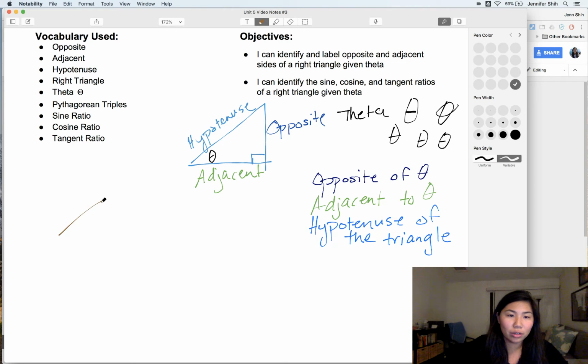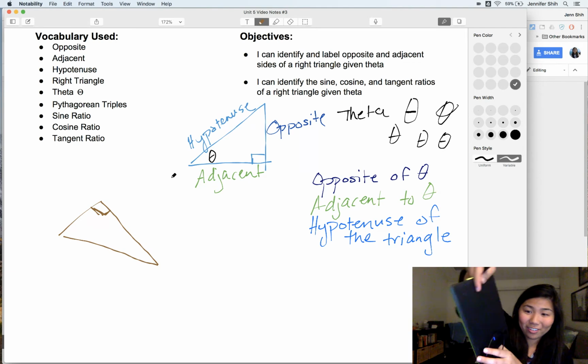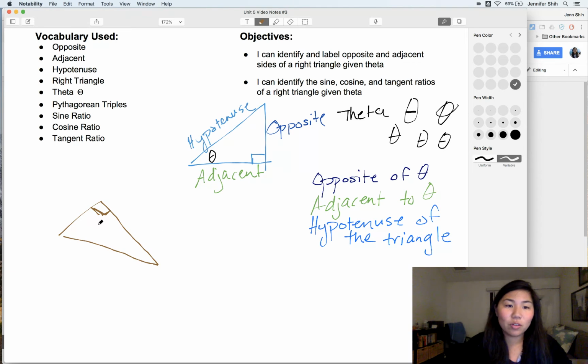So if I were to draw another 90-degree right triangle, which is redundant, it's not hard to draw straight lines on this thing, okay? So bear with me. If this is 90 degrees, let's start naming, and this is theta. Say theta's in this angle here. I could have named it this angle, but I didn't. I just happened to pick this angle.